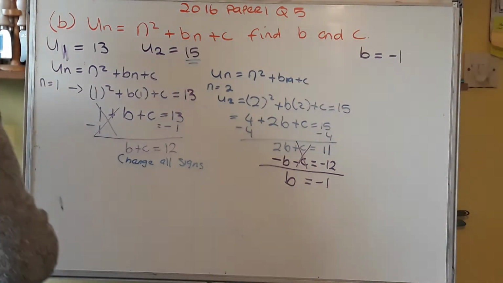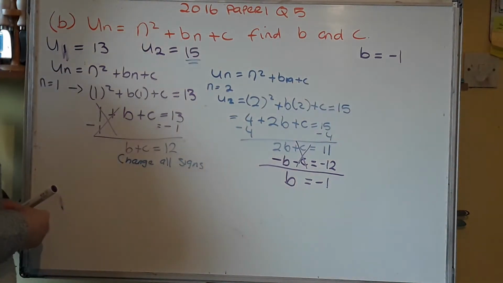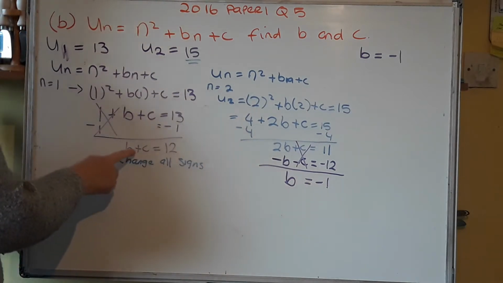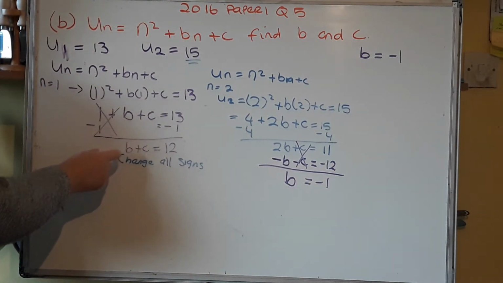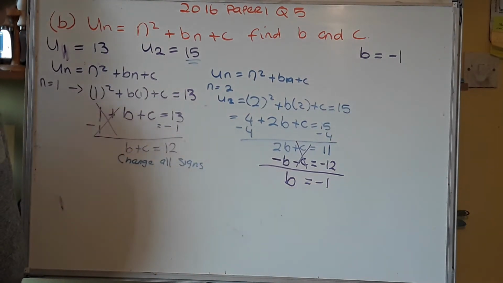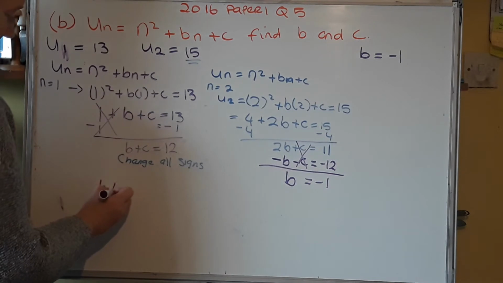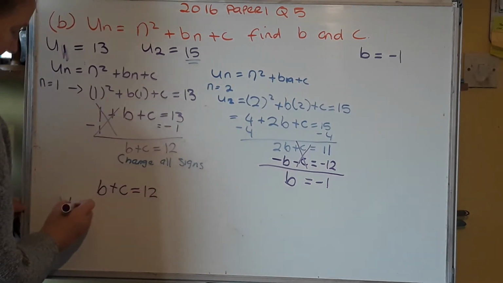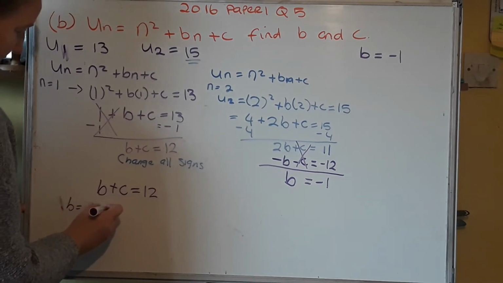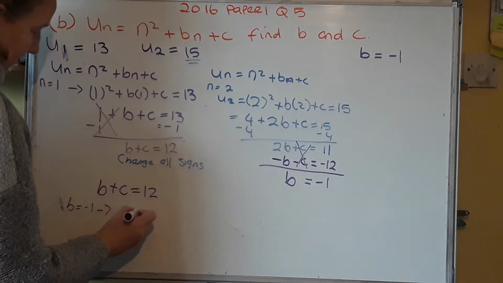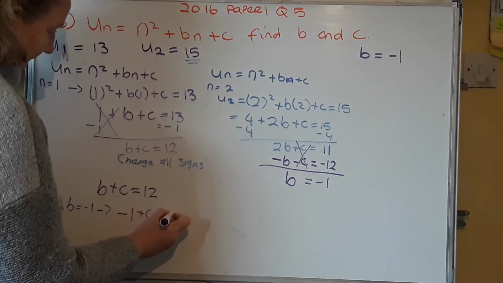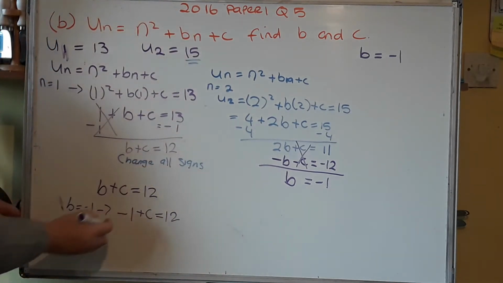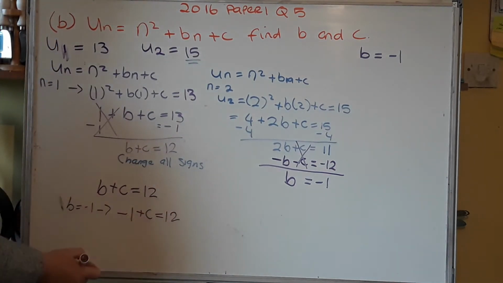Okay, we're still good. Now that you know that b is equal to minus 1, I'm going to take that minus 1 and put it in here to find out what c is equal to. So I'm going to start with my b plus c equals 12. But now I know that b equals minus 1, so minus 1 plus c equals 12. But I don't want that. I want all the numbers on one side and to leave the c on its own.